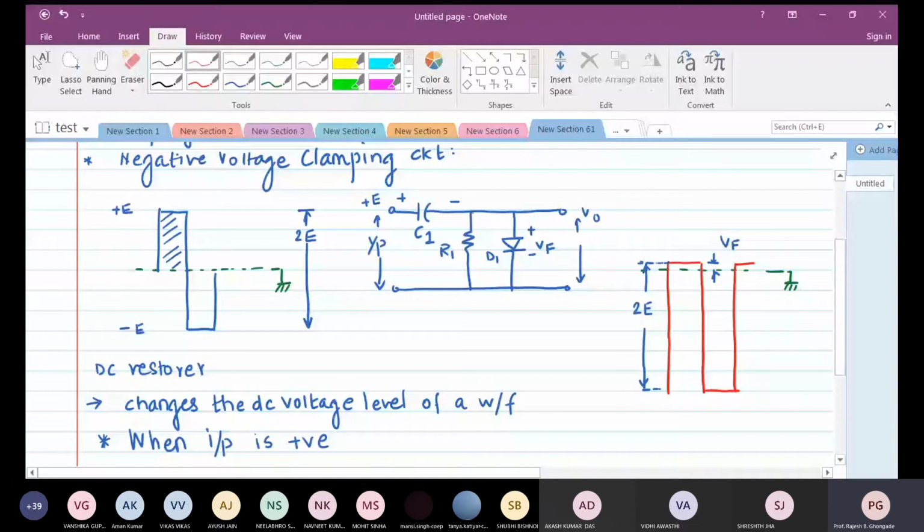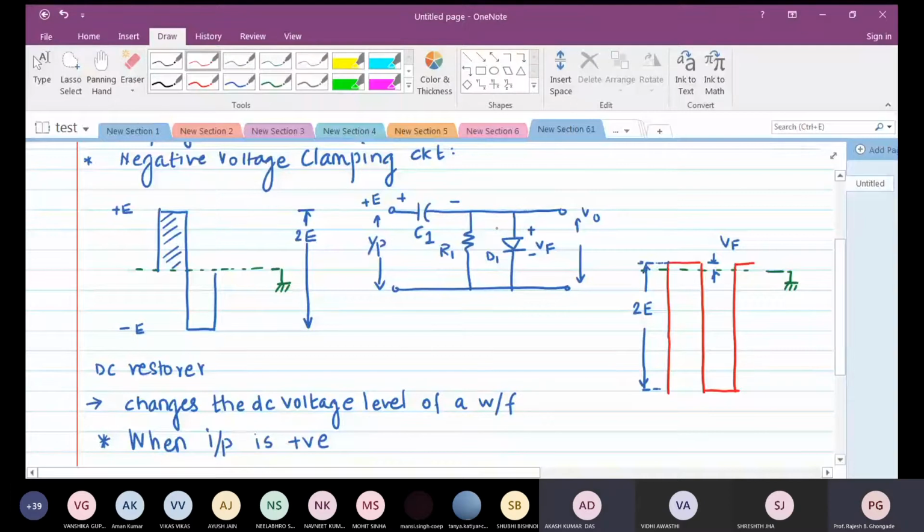What will be the condition? The diode will be forward biased. Why will the diode be forward biased? Where is the electrical connection over here? There is a capacitor, no? We know for DC the capacitor acts as an open circuit. So how will the path be completed?